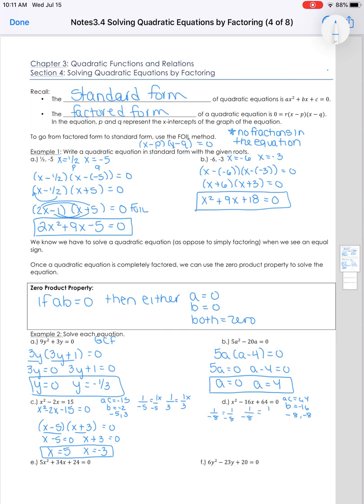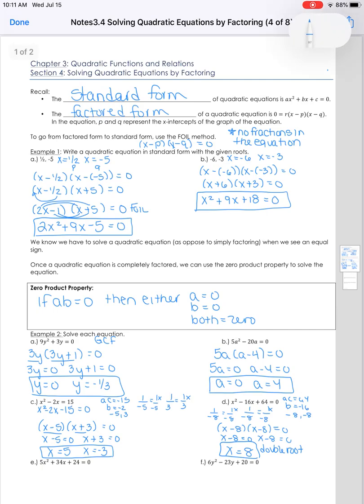All right, same idea here. So a times c is 64, b is negative 16, so that's negative 8 and negative 8. Make my fractions. 1 over negative 8 stays 1 over negative 8, and 1 over negative 8 stays 1 over negative 8. Top goes with the variable, so I get x minus 8, x minus 8, and if I set each of those equal to 0, you'll find they're the same thing, so I get x equals 8. You don't need to write it twice.